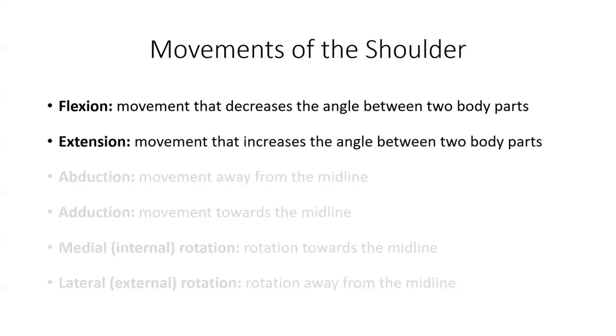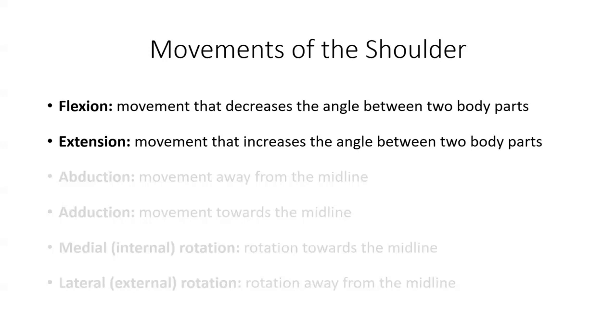Extension is then the opposite. So it's a movement that increases the angle between two body parts. For the shoulder, this is when you start your arm up above your head and you bring it back down to your side, but again with the arm in front of you and not out to the side.